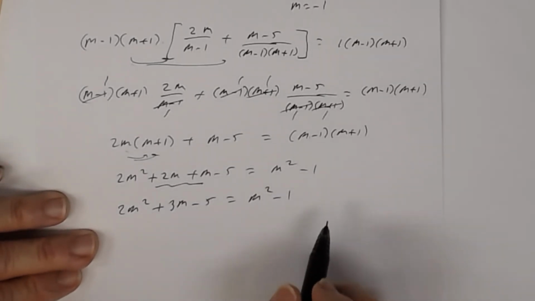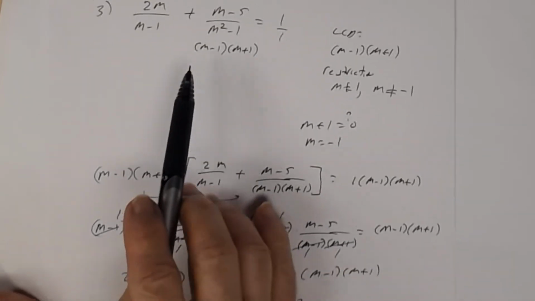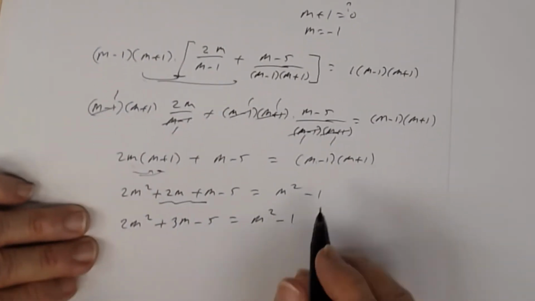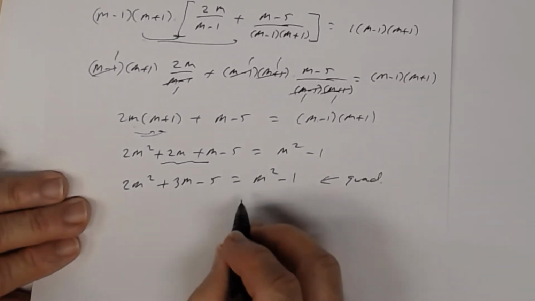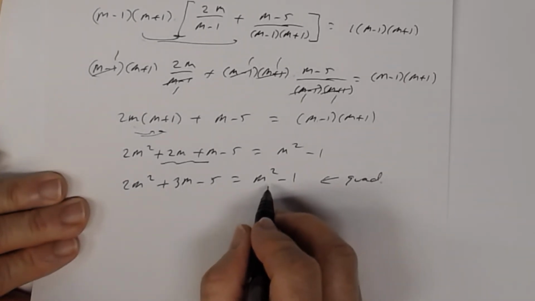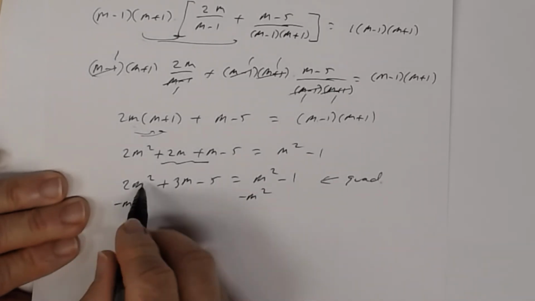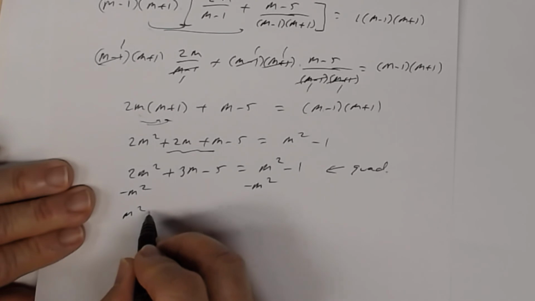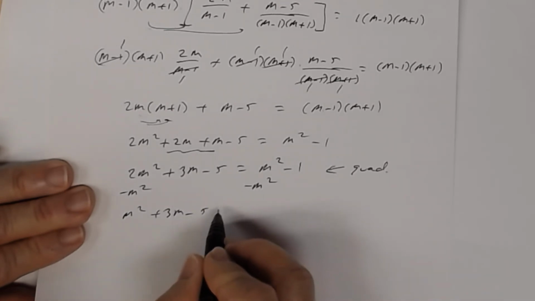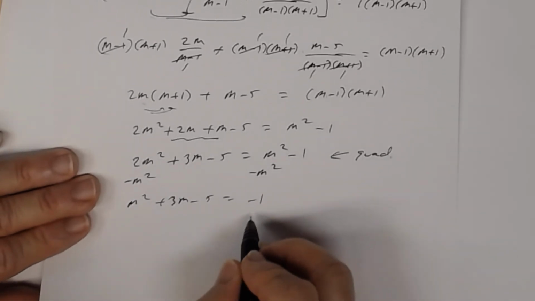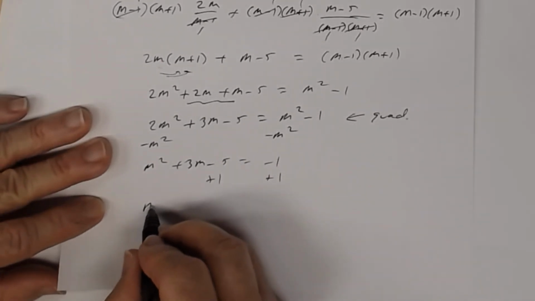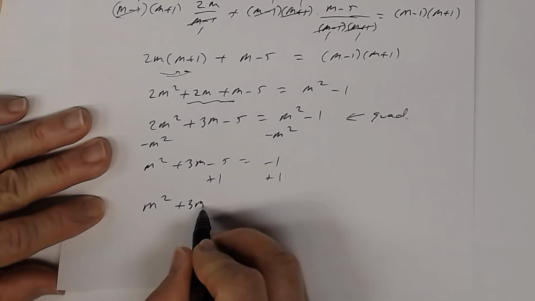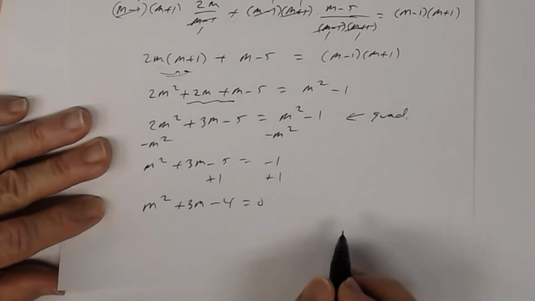So I want you to notice that I went from a rational equation to a quadratic again. So that's a quadratic equation. So I'm going to solve this quadratic equation. I'm going to write it in standard form. So I'm going to subtract m squared from both sides. So 2m squared minus m squared is m squared plus 3m minus 5 equal a negative 1. Then we'll go ahead and add 1 to both sides. Notice I'm aligning my like terms. So I get m squared plus 3m minus 4 equal 0.